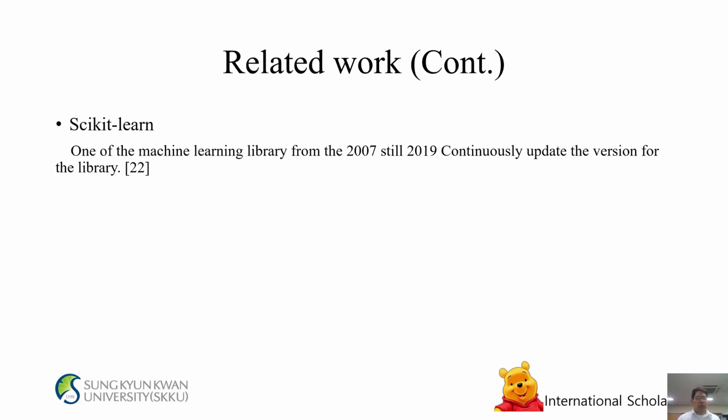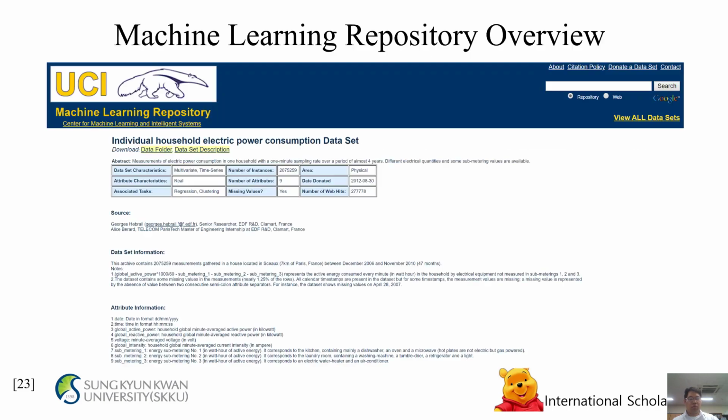Related work continues. Scikit-learn is one of the machine learning libraries, continuously updated from 2007 till 2019. Reference 12 to 22. Machine learning repository overview: usually the machine learning repository's individual household electric power consumption dataset. This is reference 23.